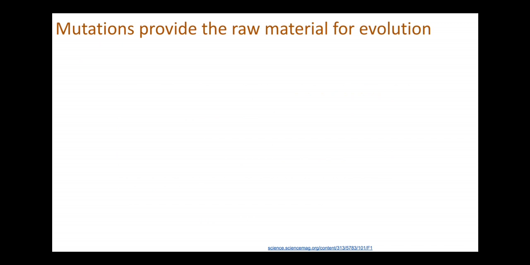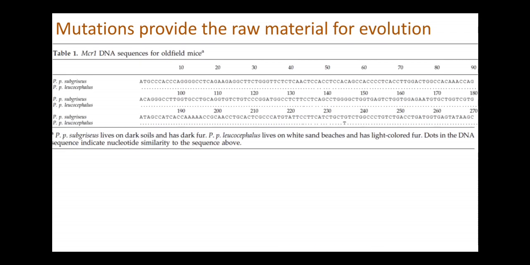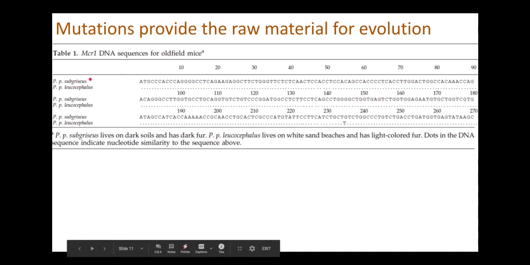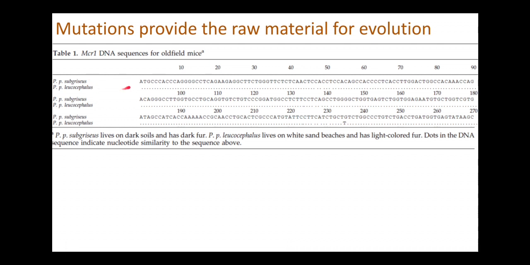Mutations provide the raw material for evolution. In order for new clades of organisms to emerge, in order for new versions of traits to evolve, there has to be mutations to provide the raw material for evolution to act on. So for example, here is the sequence from two subspecies of mouse for the MC1R gene, and for several hundred bases. Here's one subspecies, subgriseus, and then the second subspecies is leucocephalus. This indicates the sequence in the subgriseus subspecies. The dots here indicate that it is the exact same sequence. So this first line indicates bases 1 to 90, the second set of lines from 91 to 180, and then this third set of lines.